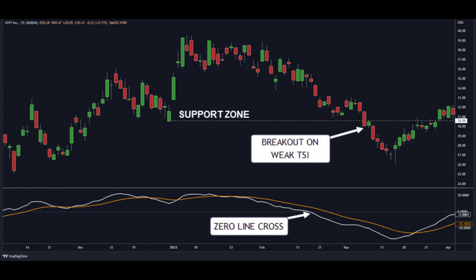So breakouts, just when price moves beyond a predefined level or a range. And these can be a sign of a strong trend and potential buying or selling opportunities. So a bullish breakout, when price moves above a resistance level with the rising TSI, that could signal that the asset's price is gaining momentum. Might be a good time to buy. On the flip side, price breaks below a support level, TSI goes down. It could suggest the price is losing momentum or momentum to the downside. Might be a good time to sell.